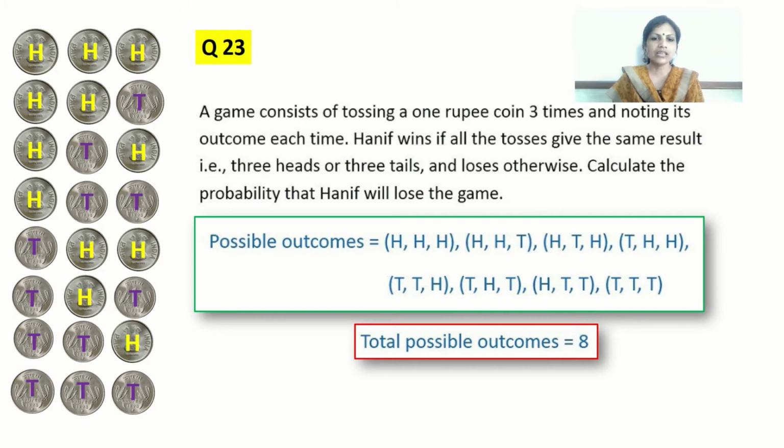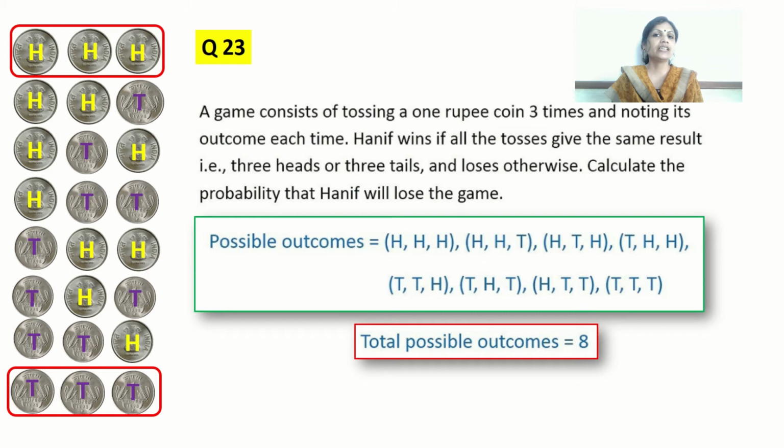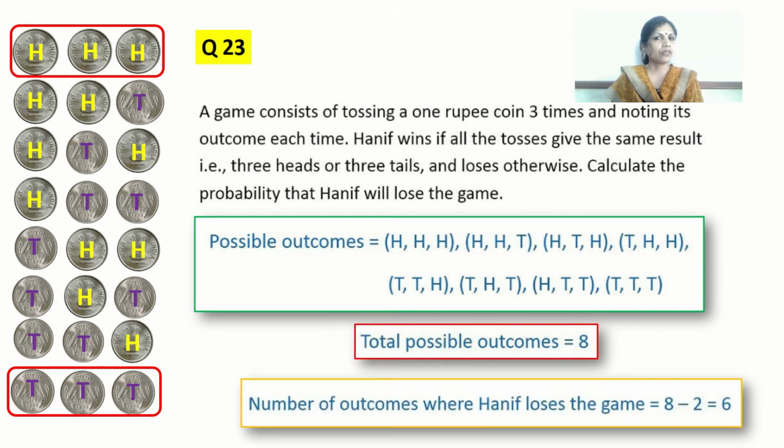Now what is given in the sum? It's given that Hanif wins if all the tosses give the same result. So in the possible outcomes where we have written, just check out where we are getting the same results. Here is one case and here is the other case. 2 times we are getting the same result, that is all the 3 heads and all the 3 tails. So out of 8 possible outcomes, there are 2 times wherein Hanif is getting the same result.